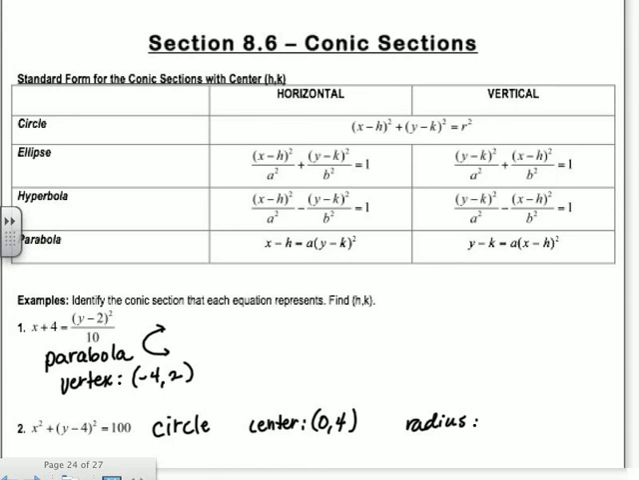Yeah, guess I'll take a little break. You forgot all this? 10, right. Because it's r squared. Are you laughing because you did? All right.